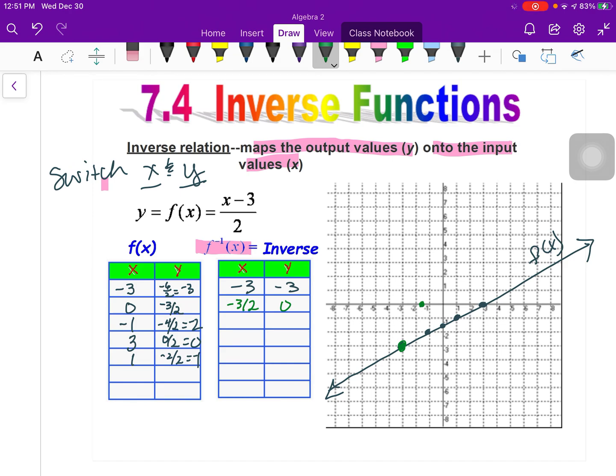Negative 1, negative 2 would become negative 2, negative 1. 3, 0 would become 0, 3. 1, negative 1 would be negative 1, 1. And I get this line as my inverse function.